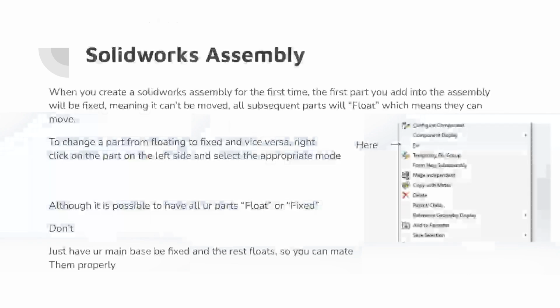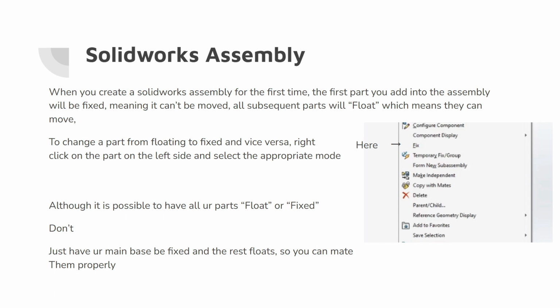But next, yay, we're on assemblies now. This one's shorter. I like parts more. Just a quick note: when you create an assembly for the first time, the first part you input is always going to be fixed, so you can't move it. Every other part you input is going to be float, which means you can move it, right?